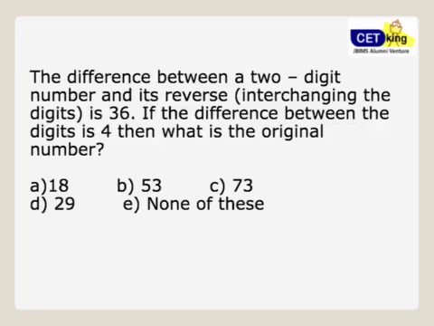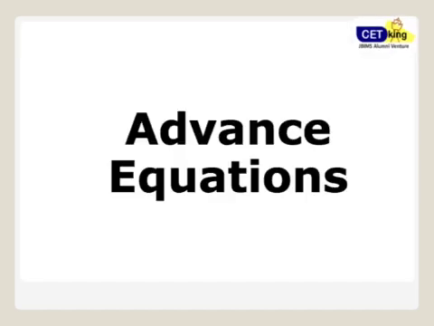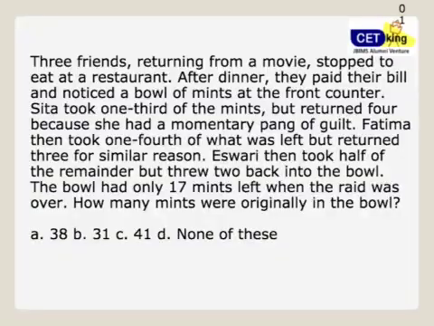Typical question: the difference between a two-digit number and its reverse is 36. If the difference between the digits is 4, find the original number. That's a typical question in simple equations. Then we move to the advanced equations in which you have some advanced questions like this. You have to pause the video to read this question.